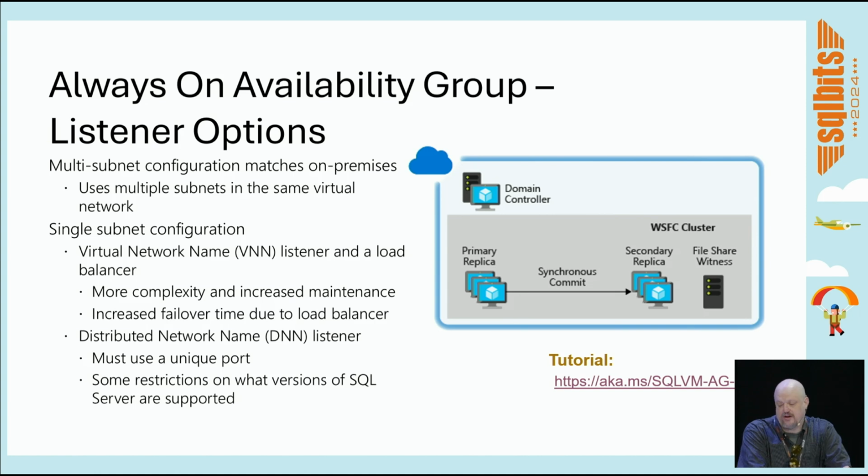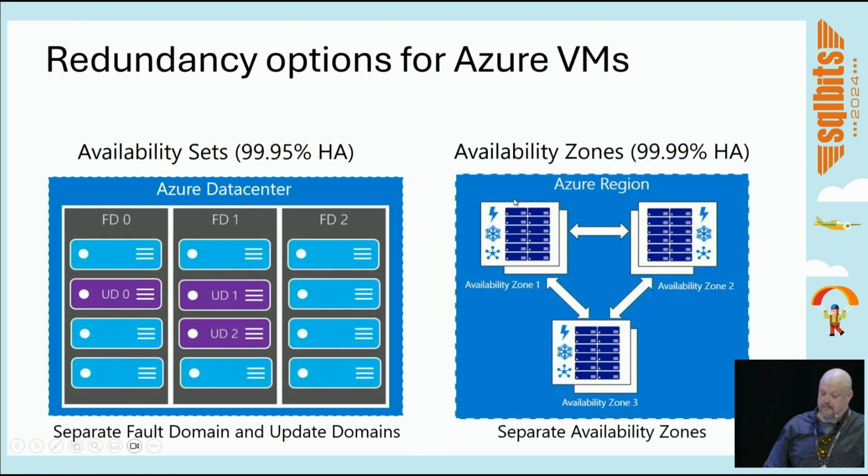The last one you can use is a distributed network name listener, but it also has limitations. It has to have a unique port. The standard port 1433 is not an option, and the port that you choose for the listener must be available, and it can't be used for anything else. So my preferred method is going to be telling you to use an availability group with multi-subnet configuration. It's just easier, and it's very similar to what you're already doing on-prem.